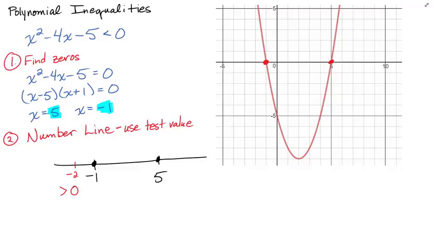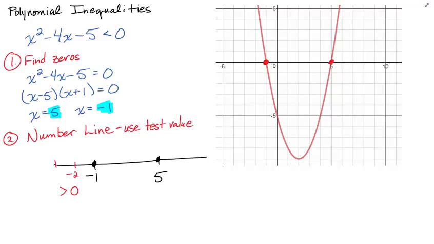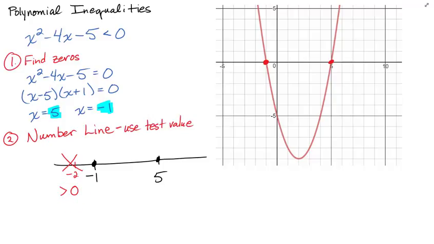Now, if I plug in a -3 or a -4, I don't know exactly what I'm going to get, but I'm always going to get something greater than 0. So that means this interval does not contain solutions, because it's greater than 0, and we want to find out when it's less than 0.